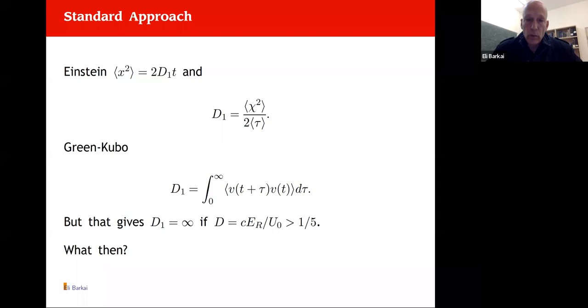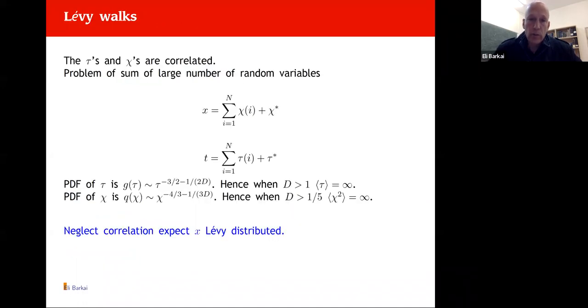We need to take into consideration these correlations between these chis, the random excursions, and the taus, in order to build the transport theory. So what is the general framework? We calculate these Levy walks. So the idea is that these taus and these chis are correlated. That makes the problem interesting, actually.